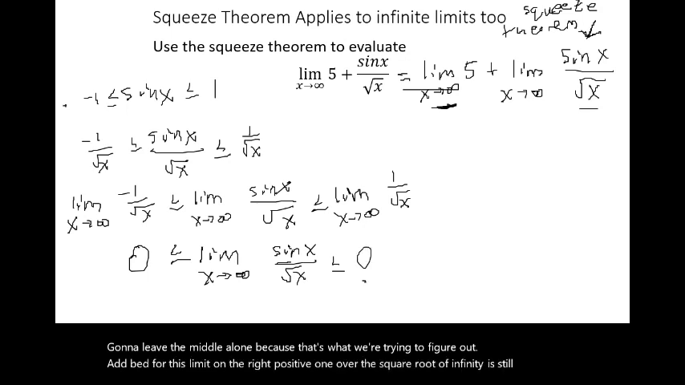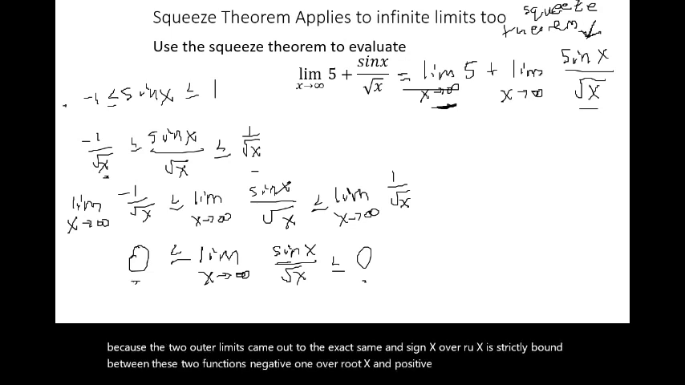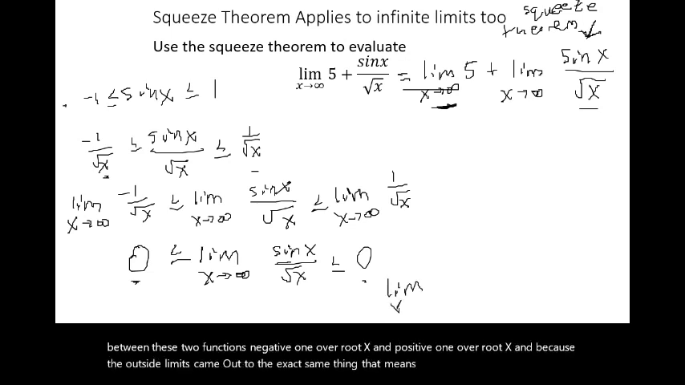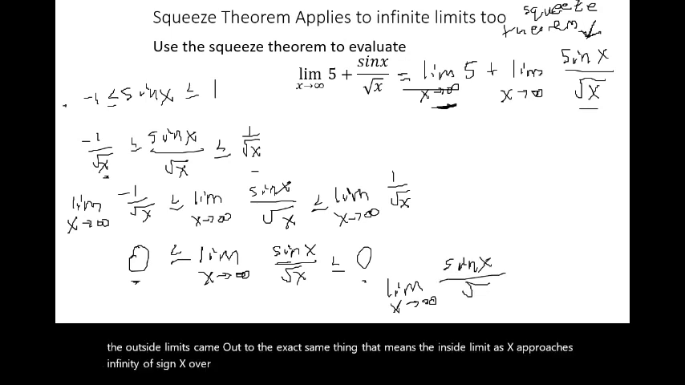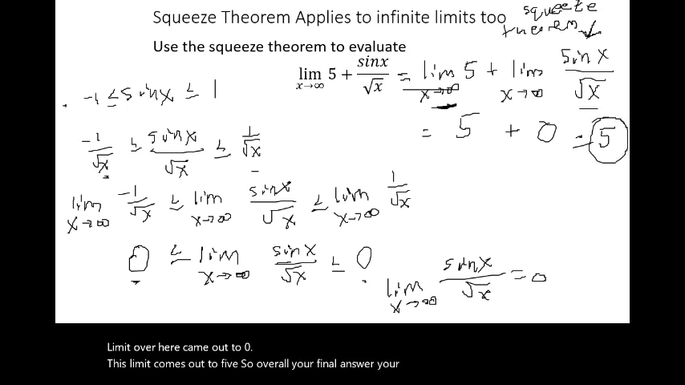Because the two outer limits came out to the exact same thing, and sine x over root x is bound between these two functions, -1 over root x and +1 over root x, that means the inside limit as x approaches infinity of sine x over root x is also equal to 0. So this limit over here came out to 0, and this limit comes out to 5. So overall, your final limit is equal to 5.